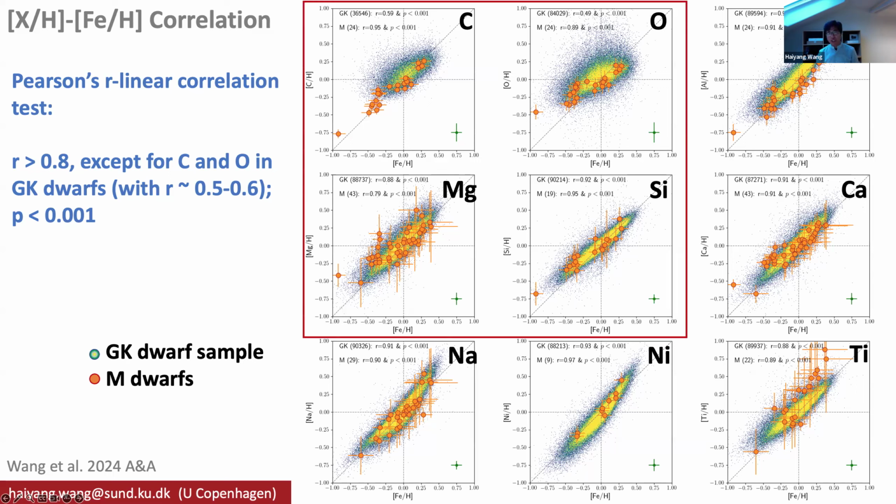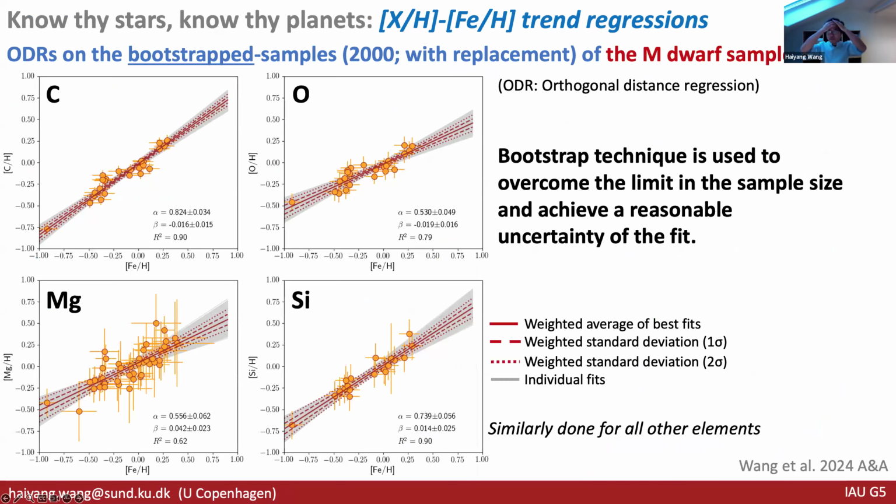So in the rest of the talk, I will focus on these four elements: carbon, oxygen, magnesium, and silicon, just for clarity. First, based on the M-dwarf sample, because, as I said, we have only 41 stars, 43 measurements, and the data set is relatively small, to get a good sense of what the potential M-dwarf population composition would be, we employed the bootstrapping technique.